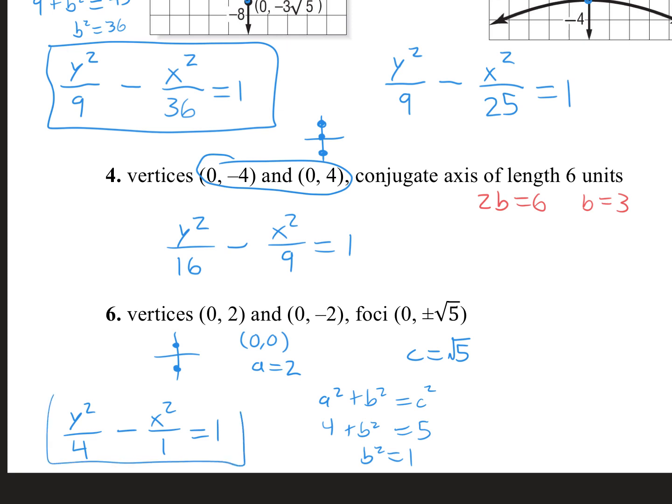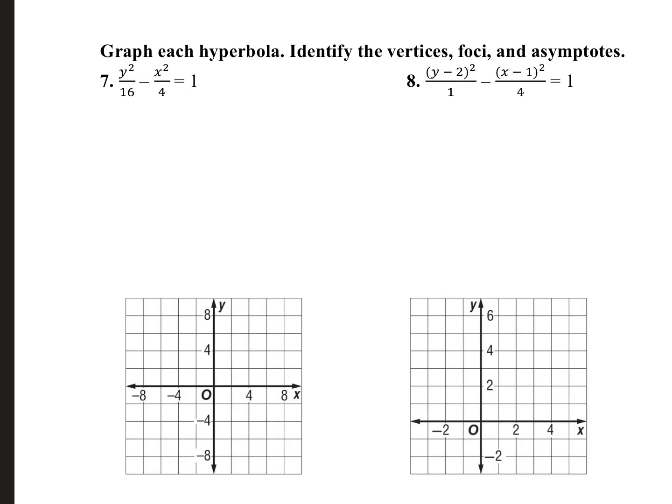So here's our answer. Now we're going to practice graphing some hyperbolas. All right, no parentheses in the numerator means this one is centered at 0, 0. Underneath y, there's a 16. Take the square root, we get 4. And because it's y, we go up and down 4. Underneath x, you see a 4. Take the square root, you get 2. So we're going to go left and right 2.